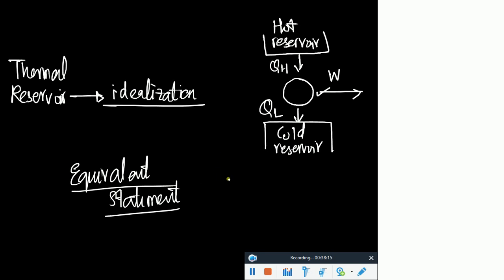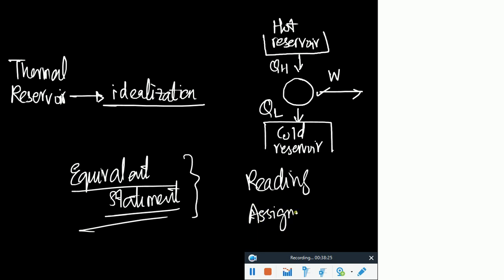In your book there is a paragraph which demonstrates how those two statements are equivalent. That is your reading assignment. You need to understand it yourself. I have tried to explain those two statements in detail. Now you need to read that paragraph and understand how it is possible to violate one statement and at the same time be violating the other one. But if you have any question, you can ask me in my office.